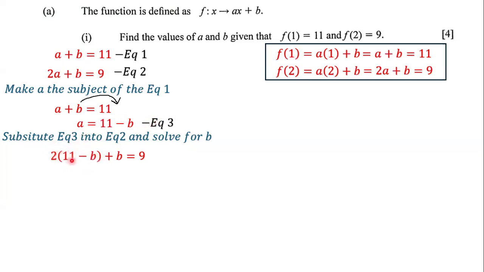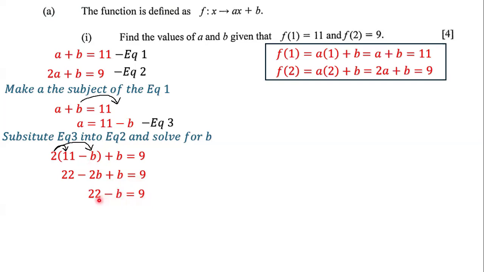So we have 2 times 11 minus b plus b, and that's supposed to be equal to 9, because that's what equation 2 is. Now we distribute: 2 times 11 is 22, and 2 times negative b is negative 2b, plus b is equal to 9. We can work on our like terms. Negative 2b plus b is equal to negative b. So we have 22 minus b is equal to 9.